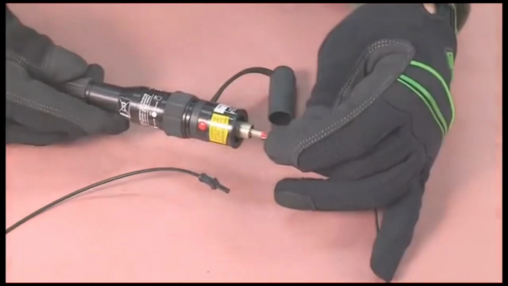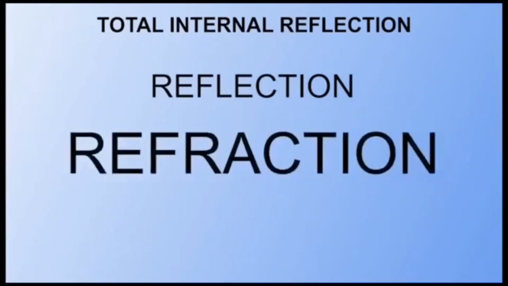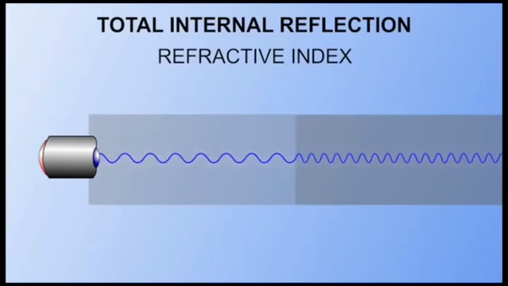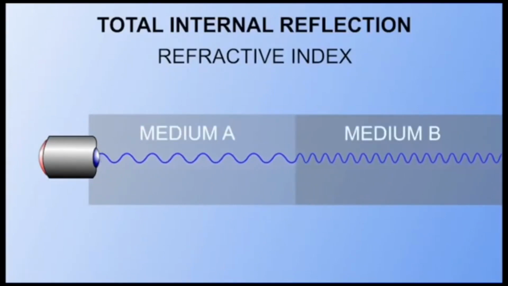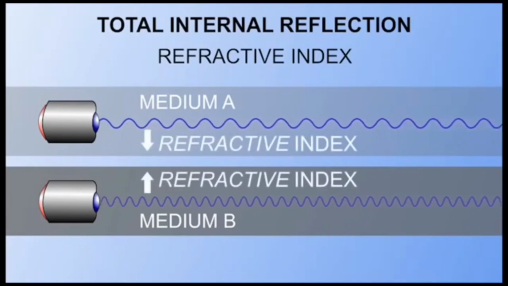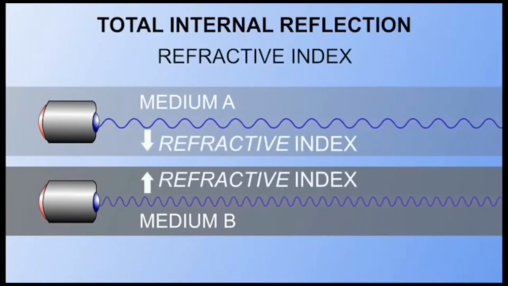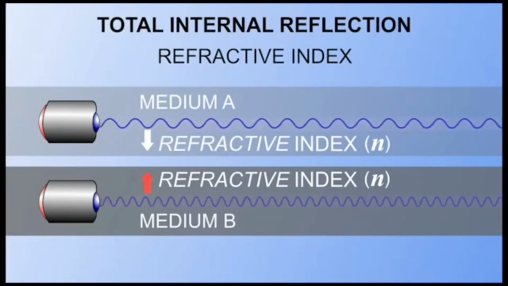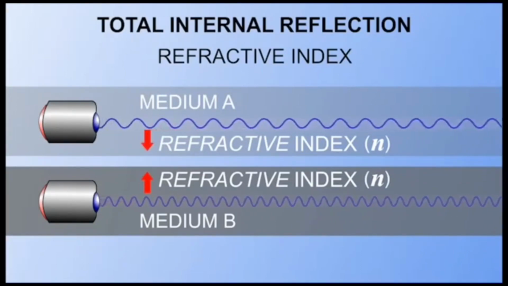Light waves have three primary properties that affect total internal reflection. These are reflection, refraction, and refractive index. We see a light wave as it propagates straight through two different mediums. The speed of the light wave changes depending on the medium through which it passes. Medium A and medium B each have a different refractive index designated by a lowercase n. Medium B, with a slower moving light wave, has a higher refractive index than medium A.